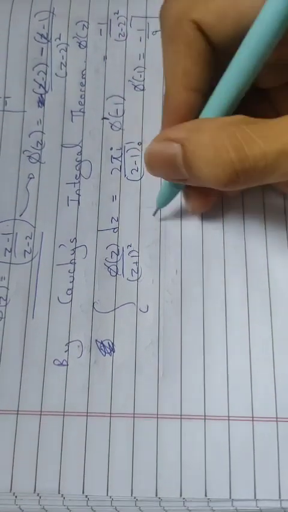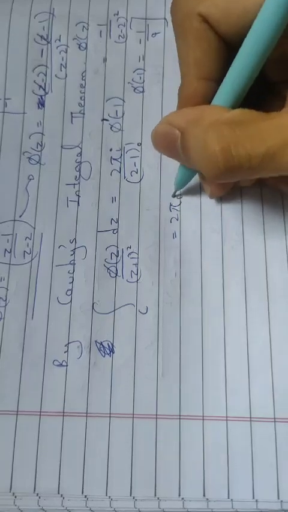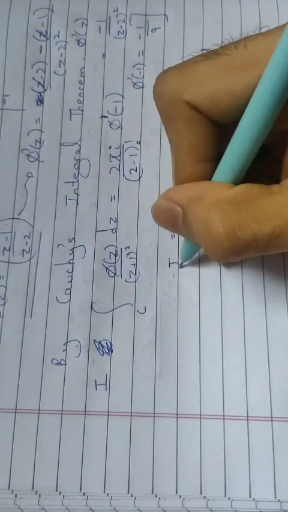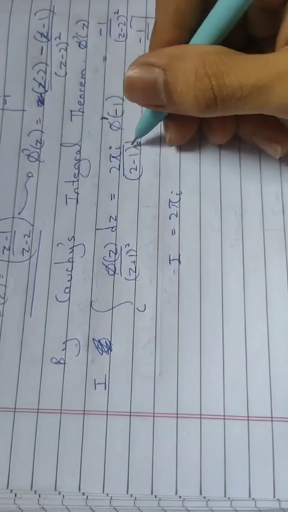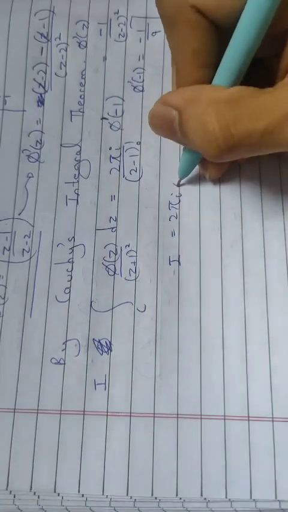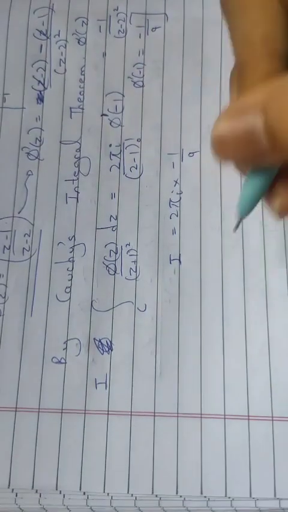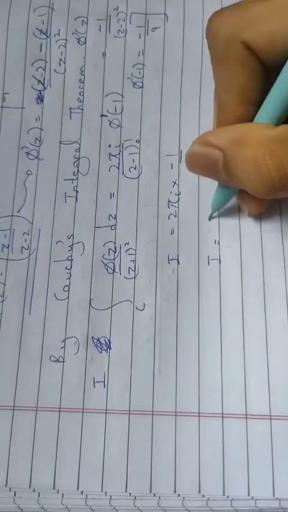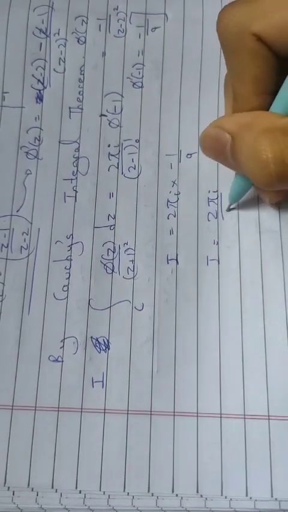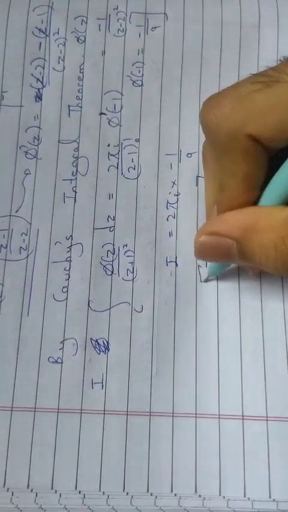And now if we substitute that here, we get 2 pi i, we let this equal to I, so we don't need to write everything again. 2 pi i, this is 1 factorial, which is basically 1 into minus 1 by 9. So our integral value turns out to be minus 2 pi i by 9, with the minus sign up front.